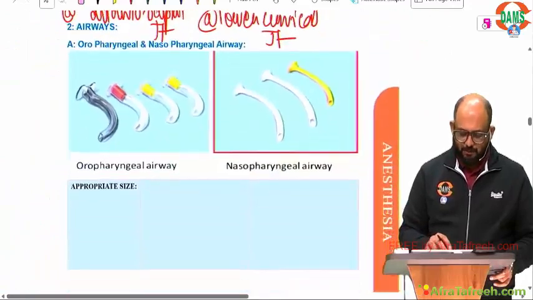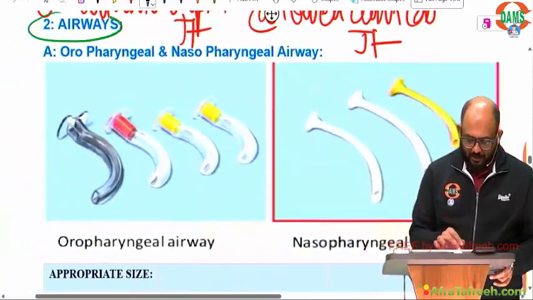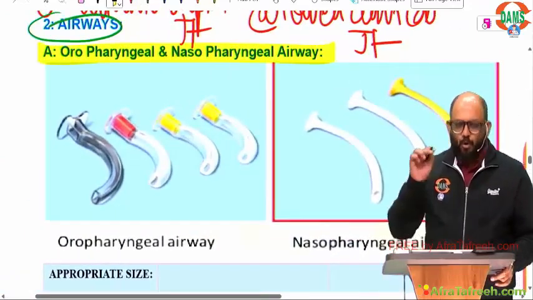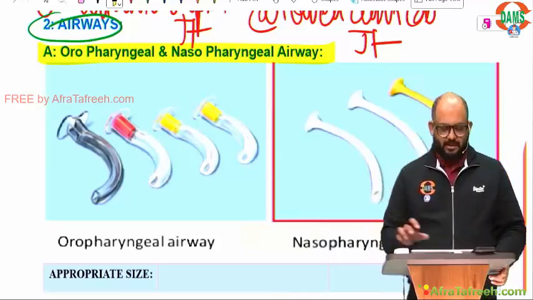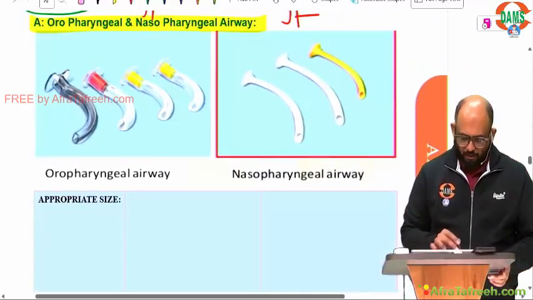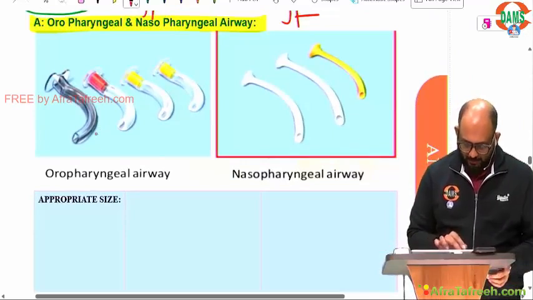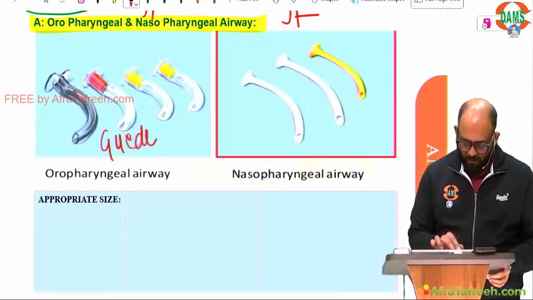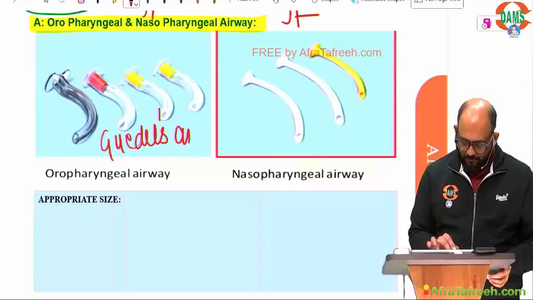This is the first position. Next is airways. Let's start with the first airway. Oropharyngeal and nasopharyngeal. This is how it looks. Oropharyngeal, also called as Gudel's airway. Nasal airways.